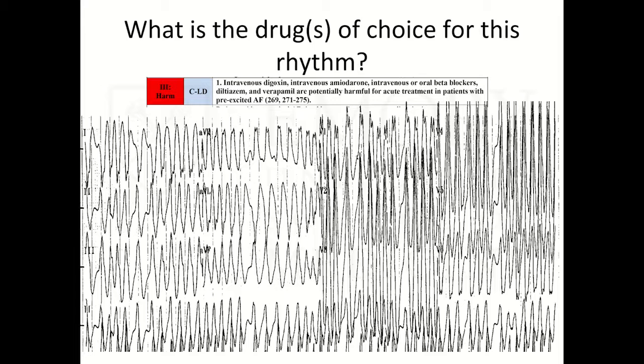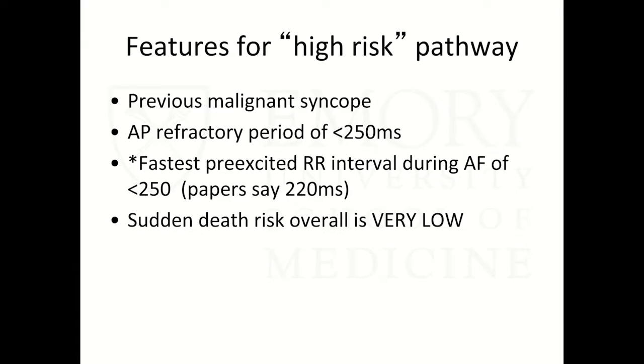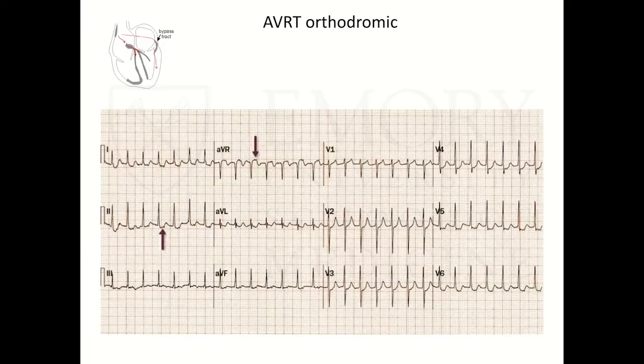So if the QRSs are less than 250, 220, really they'll show you one where it's closer than one little box, 200. Ablation is the right answer. Sudden death risk is usually very low. So AVRT, orthodromic, down the AV node, up the accessory pathway. The retrograde P's will usually be in the ST segment. So yes, it is a short RP tachycardia, meaning the P wave is closer to the preceding QRS as opposed to the following QRS. But it's not as short as typical AVNRT.